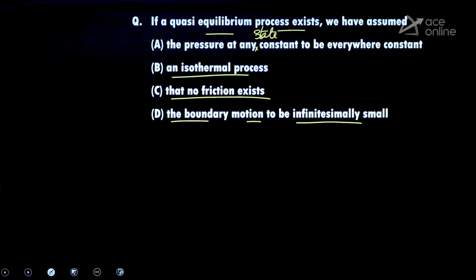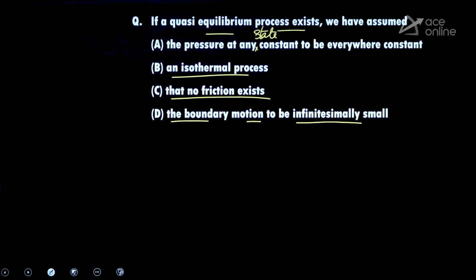So a quasi static process is a very, very slow process where friction is absent, and the properties in the system are uniform throughout the gas present in the system. Therefore, option A is selected. Option A is missing some clarity, but it was asked as it is in one of the competitive exams. So option A is correct.